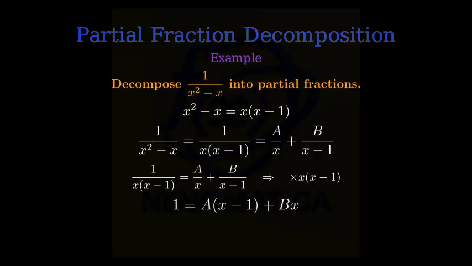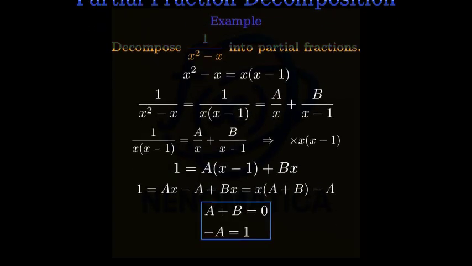We get 1 equals A times x minus 1 plus B times x. Step 3. Expand and equate coefficients. Expanding the right side gives 1 equals Ax minus A plus Bx, which simplifies to 1 equals x times A plus B minus A.